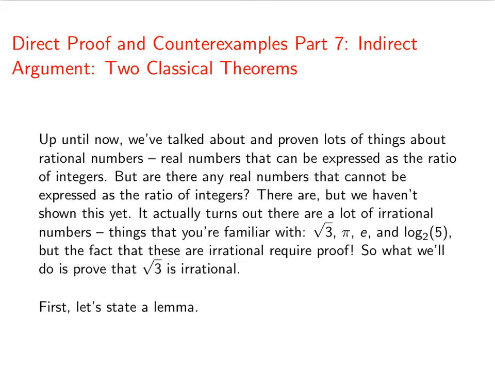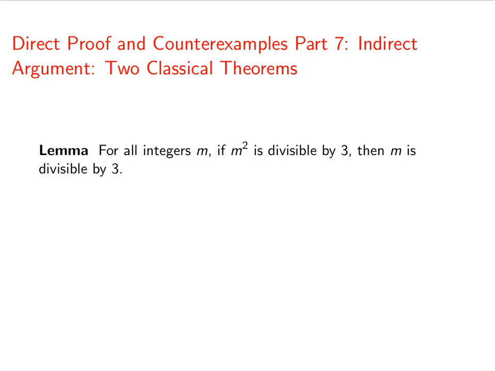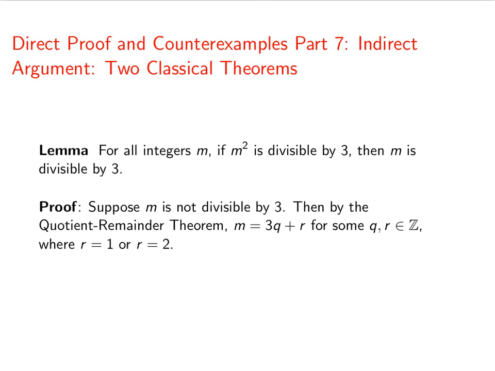First, let's state and prove a lemma. Remember that a lemma is a small theorem that helps us to prove a main theorem. All right, so in this case, the lemma that we're going to prove is that for all integers m, if m squared is divisible by 3, then m is divisible by 3. All right, so let's do a proof by contrapositive. So what we're going to do is suppose that m is not divisible by 3. And we're going to try to conclude then that m squared is not divisible by 3.